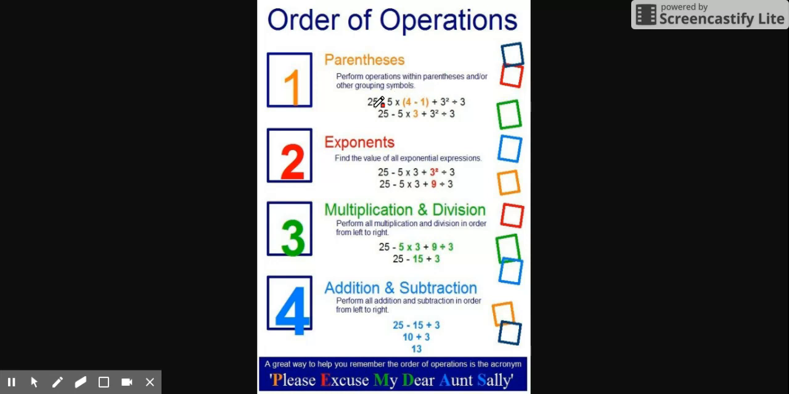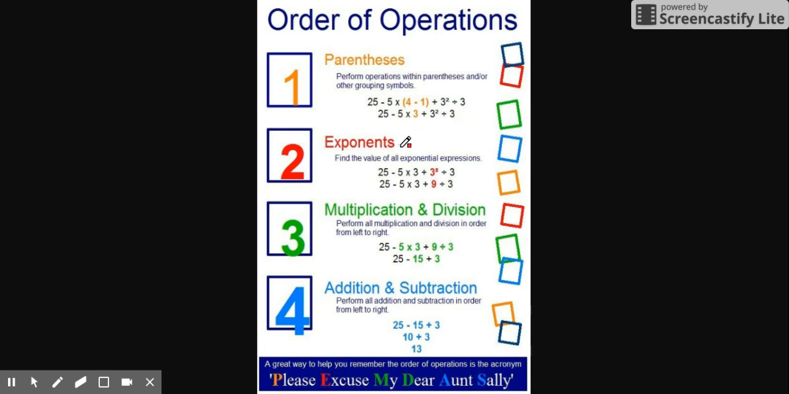What I would do is write down everything that I'm not going to perform just like it is. So I would write 25 minus 5 times, but I am going to do 4 minus 1 first because that's in parentheses. 4 minus 1 is 3. So I would put 3 here, and then I would write the rest of the problem: plus 3 to the second power divided by 3.